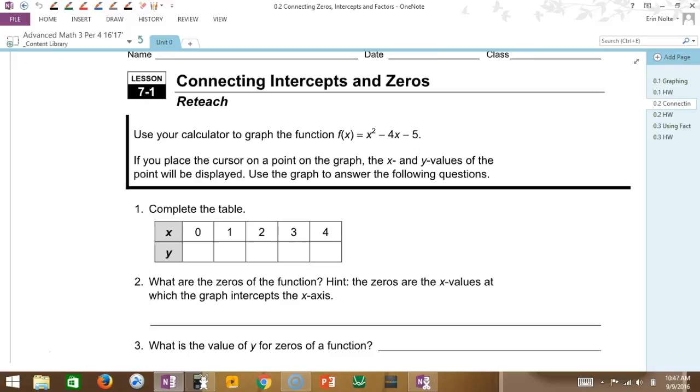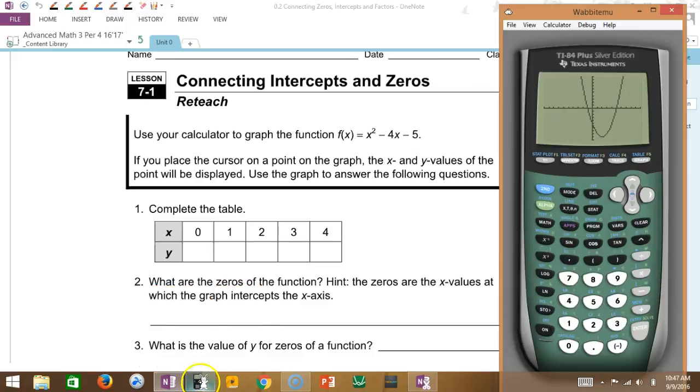So, instead of tracing our function, which in my opinion is not very efficient, because if you hit trace and go along this thing, do you have nice whole numbers? No, they're not nice. But the calculator allows you to do some nice stuff. Okay, so if you hit second trace, the very first option says value. Okay, so guess what you're going to do?